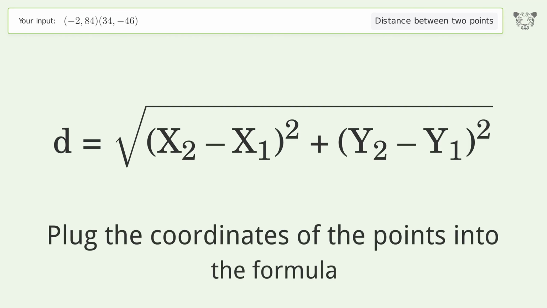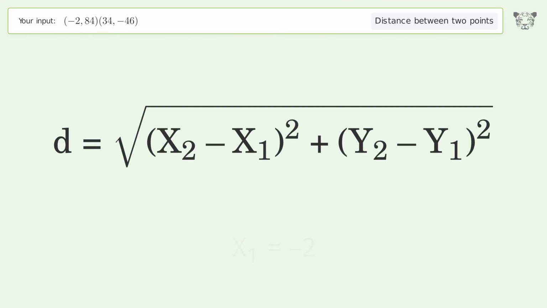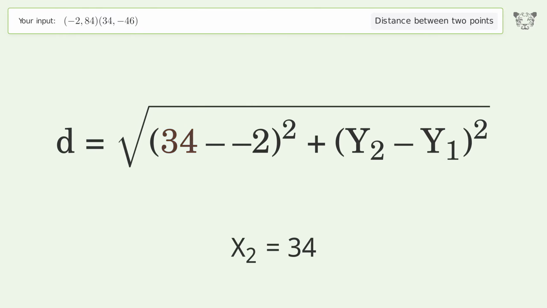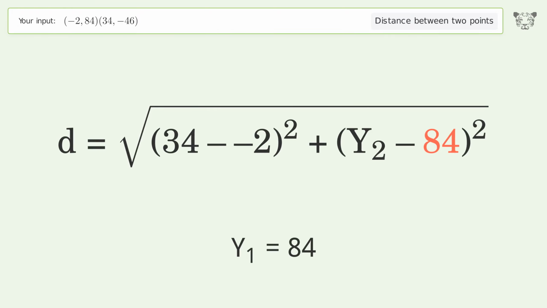Plug the coordinates of the points into the formula. x1 equals -2. x2 equals 34. y1 equals 84. y2 equals -46.